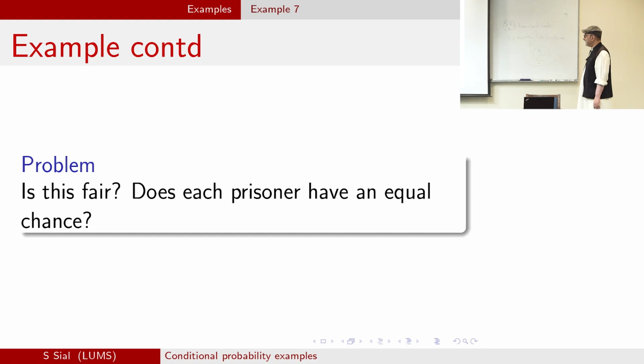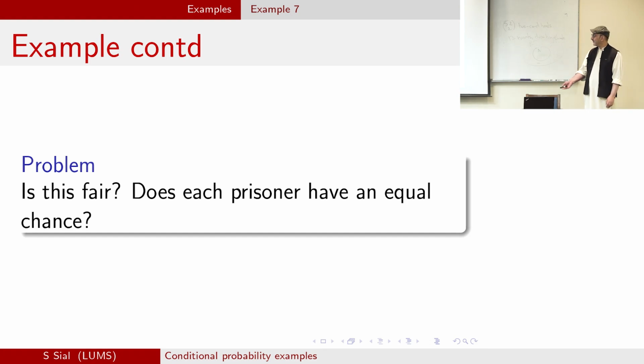Is this fair? Does every prisoner have an equal chance? How many people say that it's fair? Nobody thinks that this is a fair way of doing this. It looks like the probability of release is dependent upon some previous thing that's happened. One person says that it's fair, 2 people say that it's fair. Is this without replacement? Without replacement. Yeah.